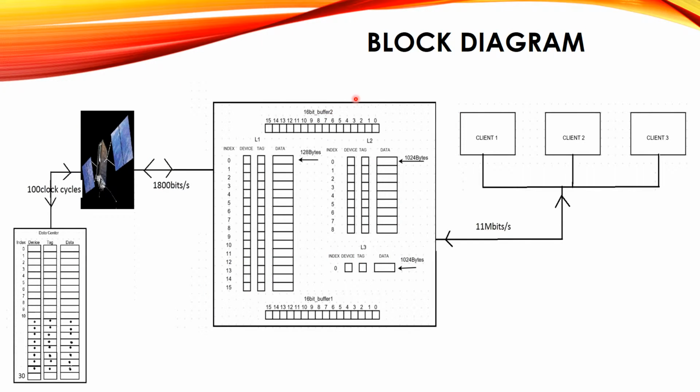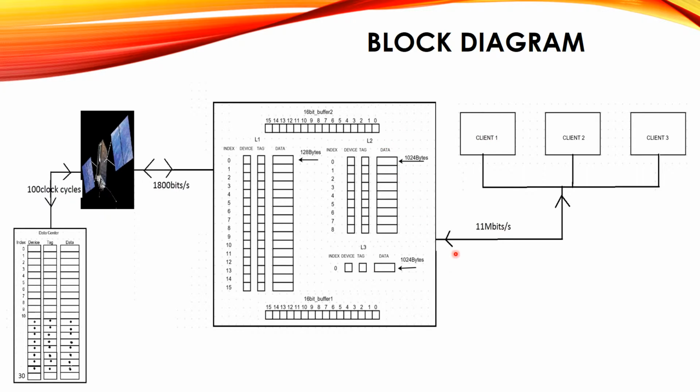This is the block diagram of our system. Here we have three memories, that is L1, L2 and L3. L1 memory is dedicated only for 128 or 512 bytes. L2 memory is only dedicated for 1024 bytes. L3 memory can be considered as a backup memory. If L1 gets full, then the next incoming data will be stored in L3. If L2 gets full, the next incoming data will be stored in L3.